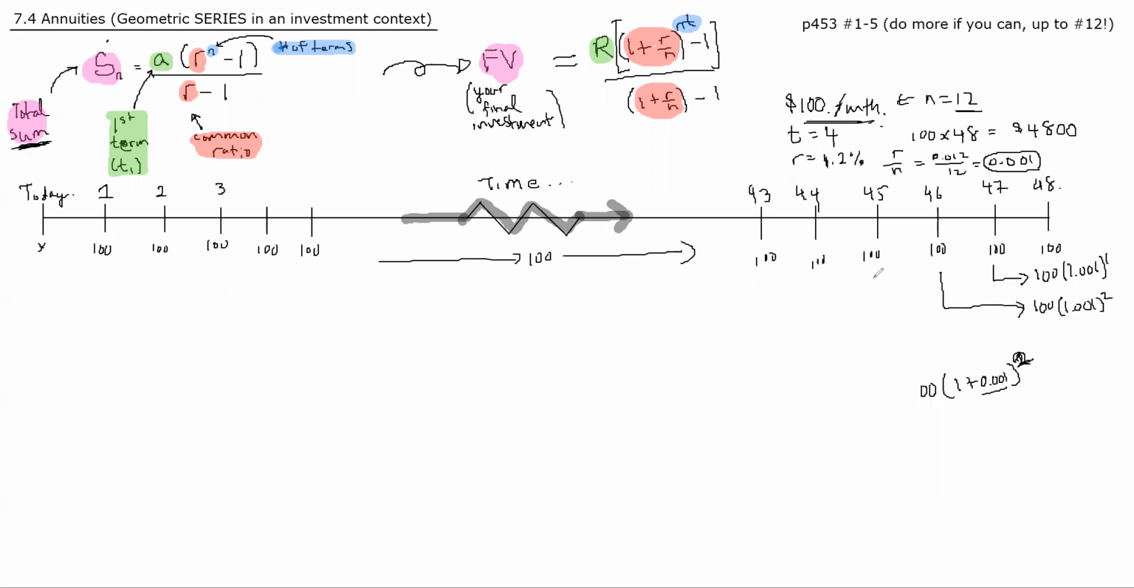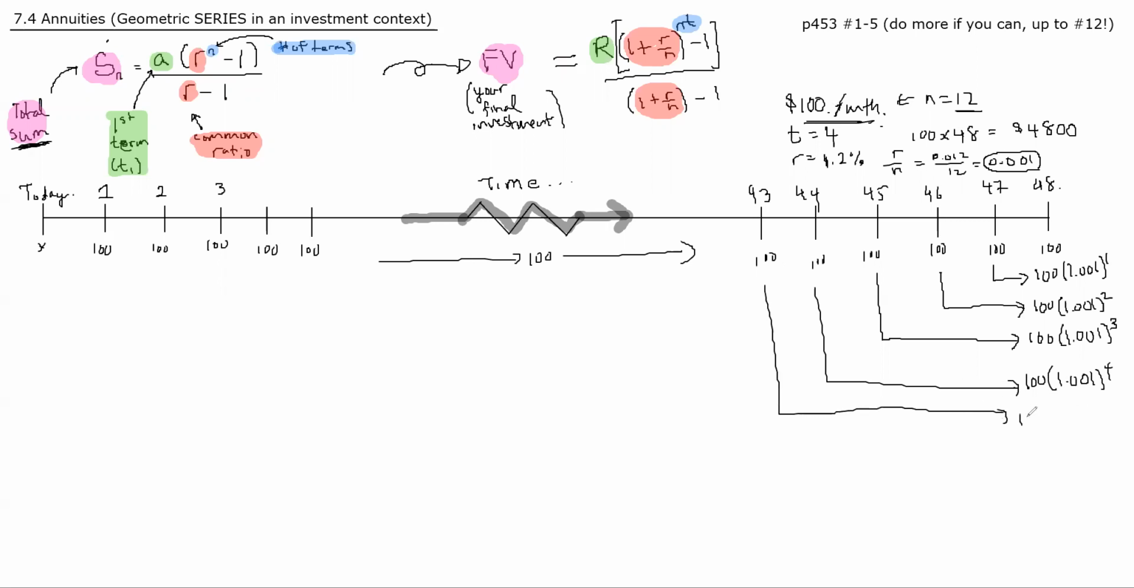Right? The $100 that I saved 3 months ago, how many months did I gain interest? It would be 1.001 to the power of 3. And 4 months ago, how much interest did I gain? $100, 1.001 to the power of 4. And this one, 100 times 1.001 to the power of 5, right? And if I keep going, take a look at this one.